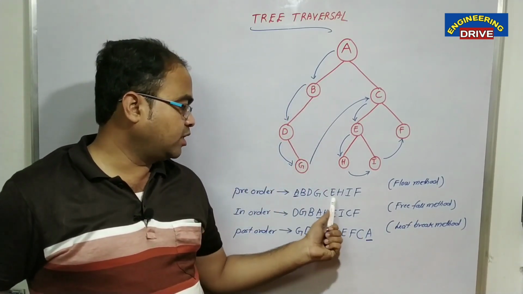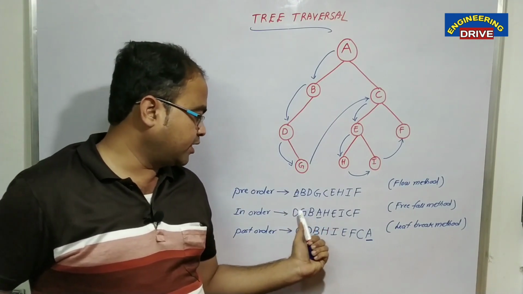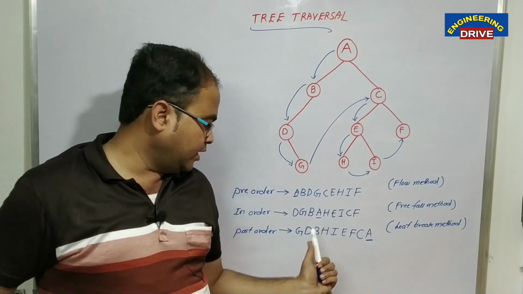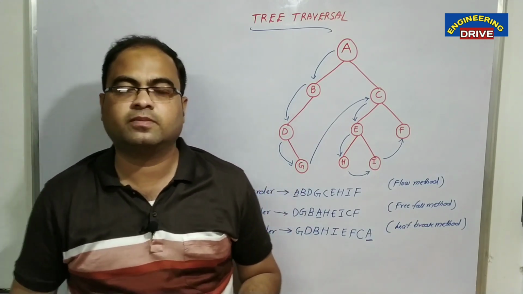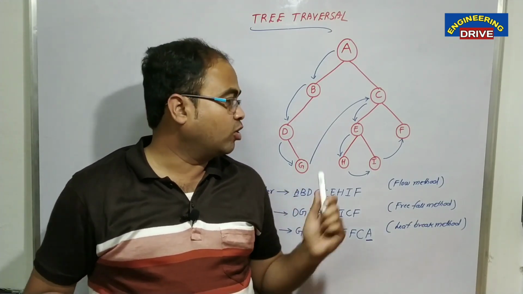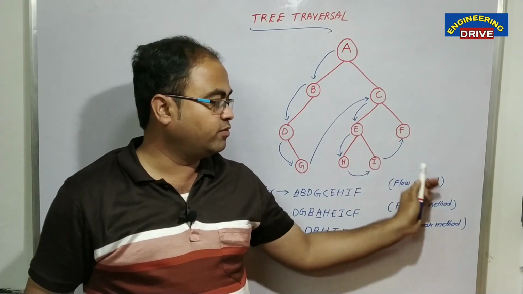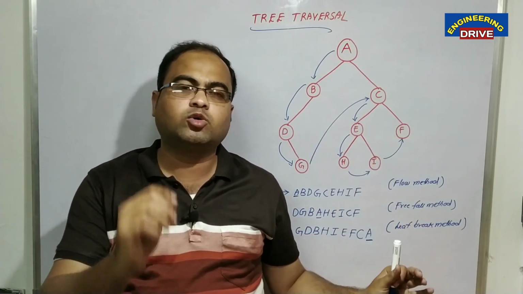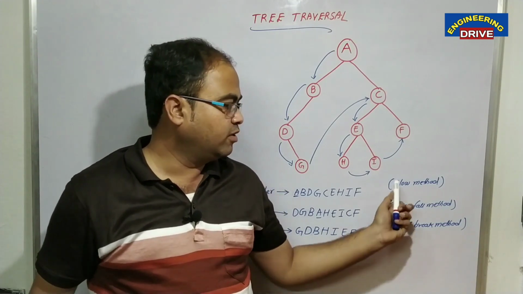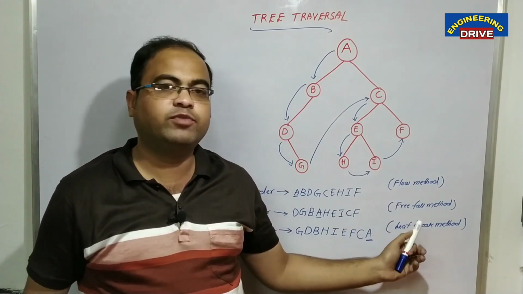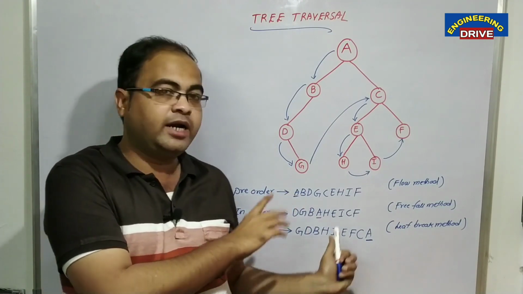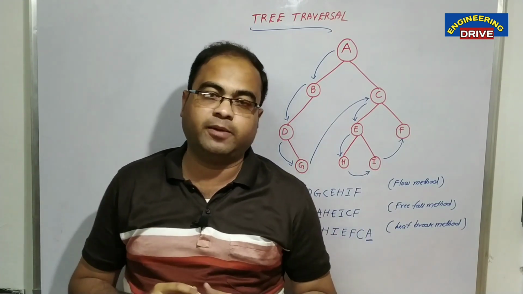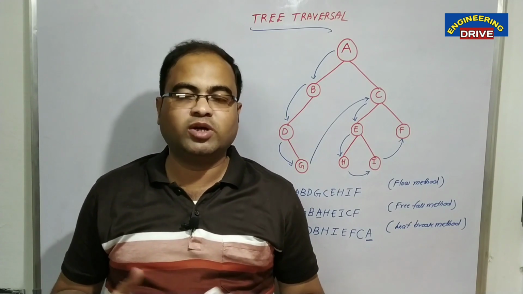In pre-order traversal, the root will come first. In in-order traversal, we get the root in the center, whereas in post-order traversal, we get the root at the last. So hopefully the concept has been clear to you. Make use of these three methods properly to solve and get the answer within seconds. Flow method, free fall method and leaf break method: you need to make use of them for pre-order, in-order and post-order traversal separately. So with this, let me close today's session of the video.